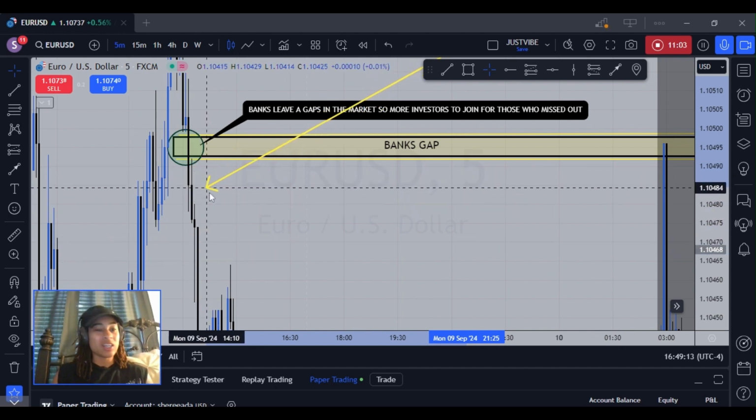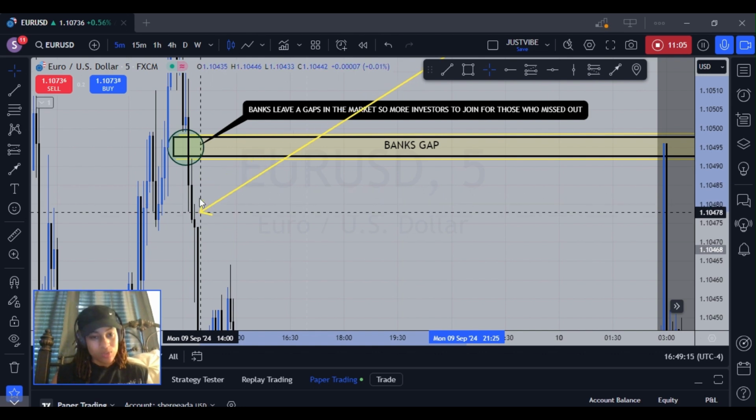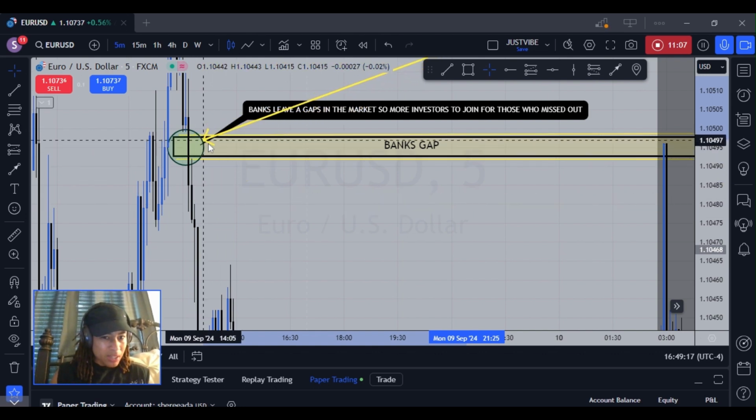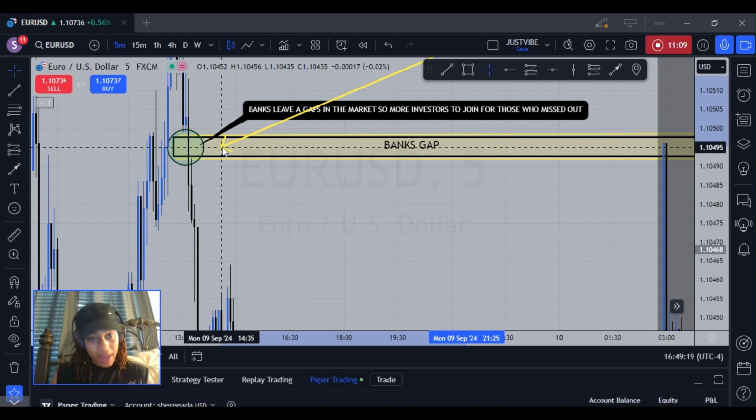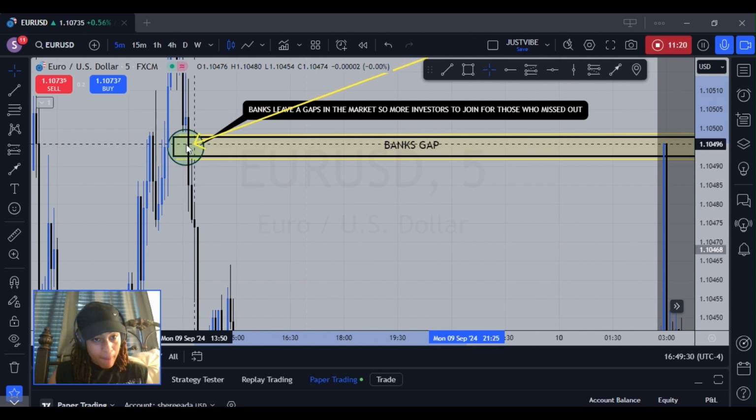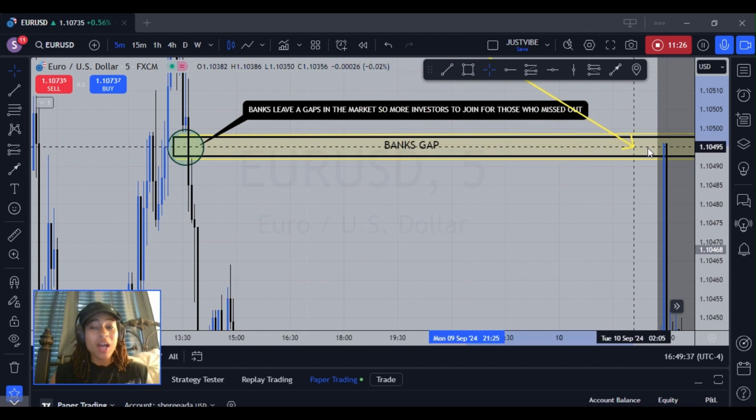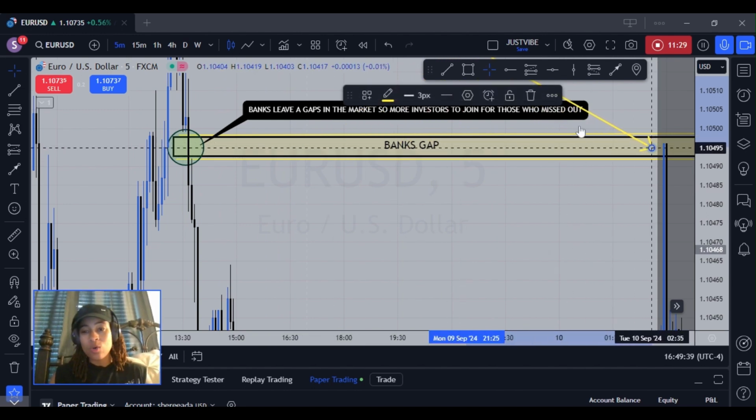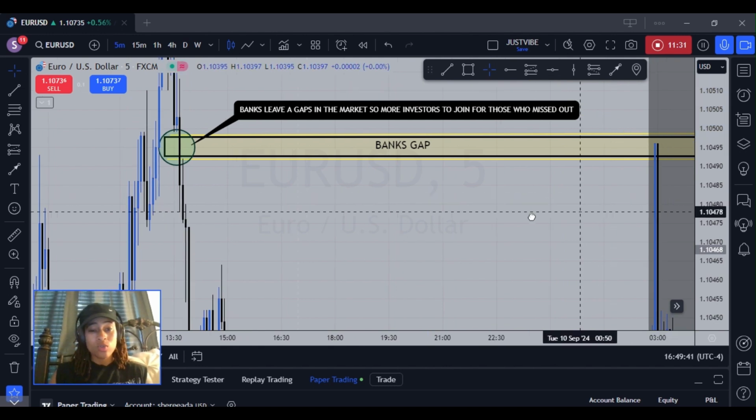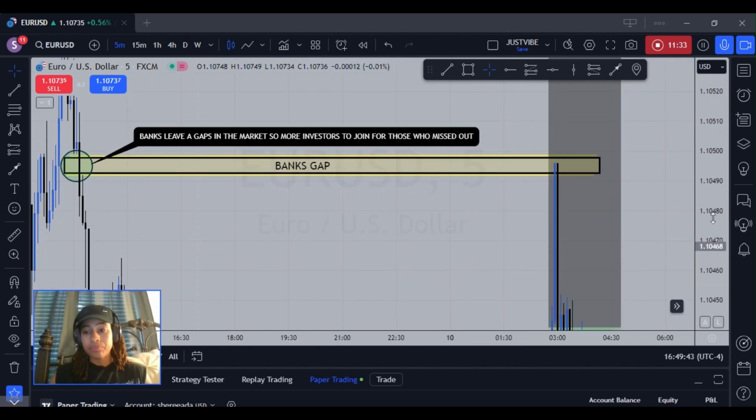When you see big, large candles and they leave a gap, that means they're coming back. They want the other banks who missed out on this trade to make money with them. So what they do is leave a gap. When I see a gap, I draw it across because I know the banks is going to come back. So I'm going to join the bank.